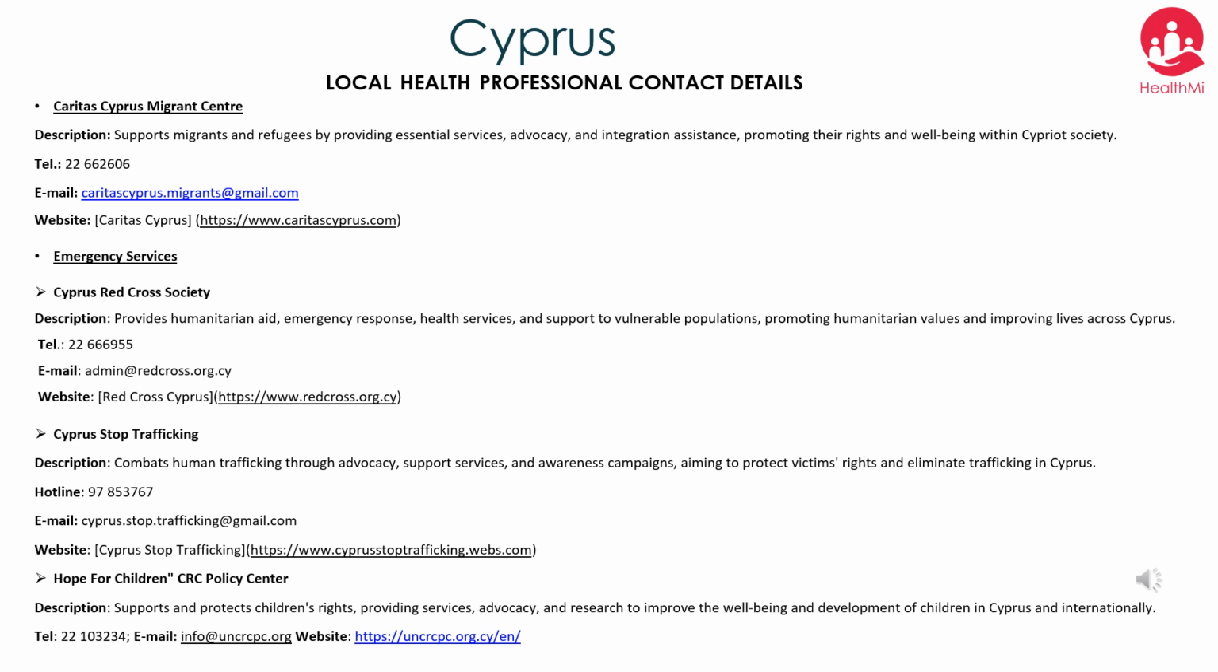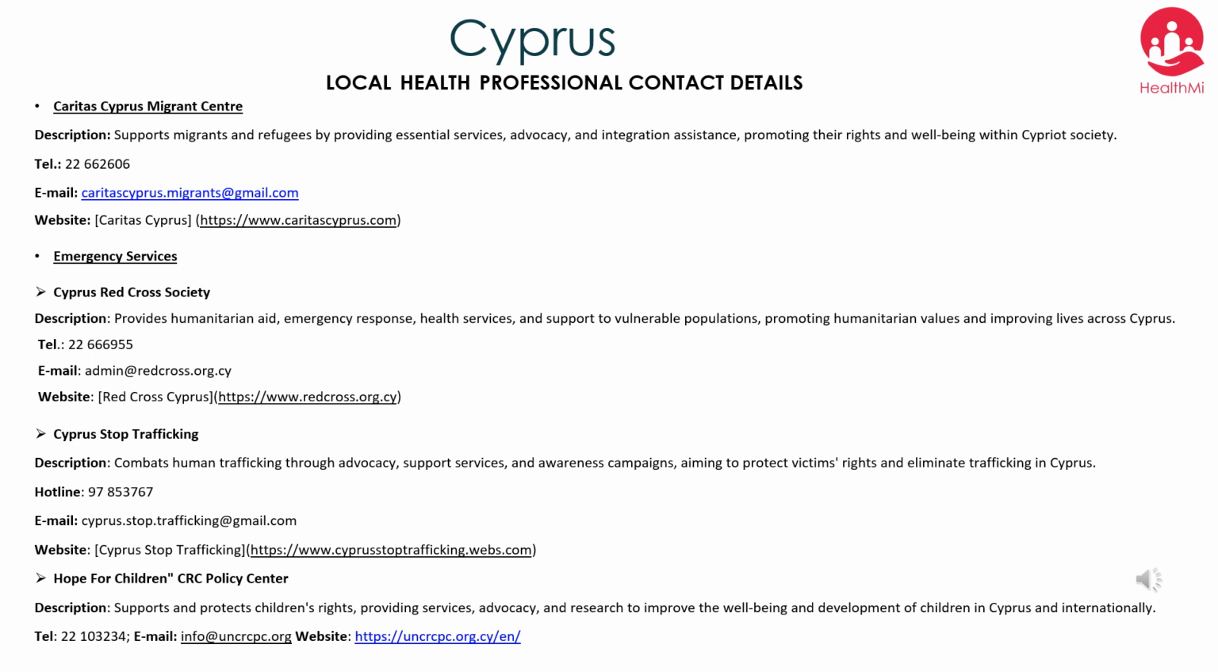Website Red Cross Cyprus, www.redcross.org.cy. Cyprus Stop Trafficking. Description: combats human trafficking through advocacy, support services, and awareness campaigns, aiming to protect victims' rights and eliminate trafficking in Cyprus. Hotline 97 853767. Email cyprus.stop.trafficking@gmail.com. Website Cyprus Stop Trafficking, https://www.cyprusstoptrafficking.webs.com.